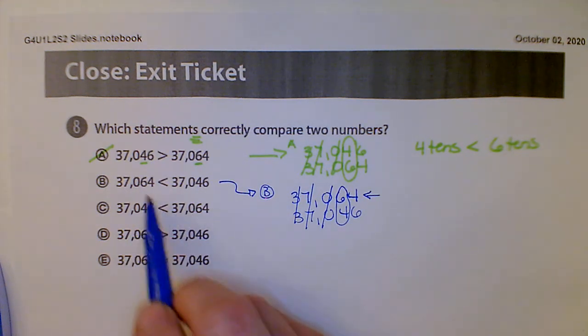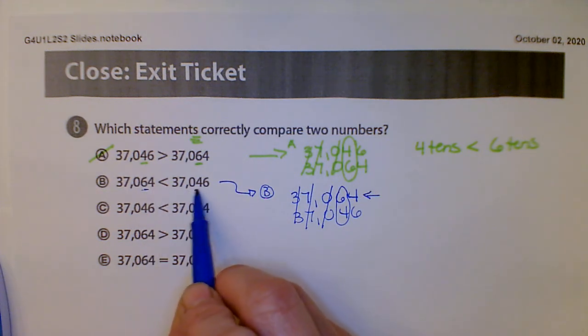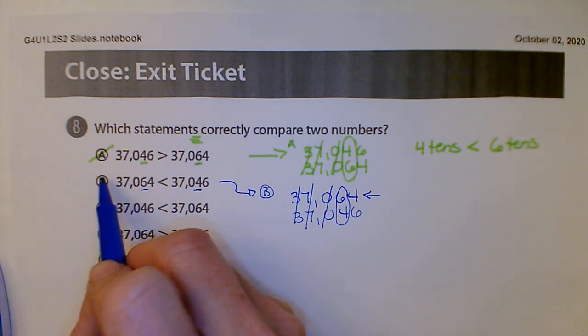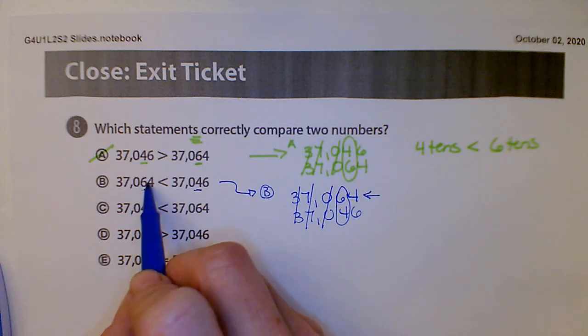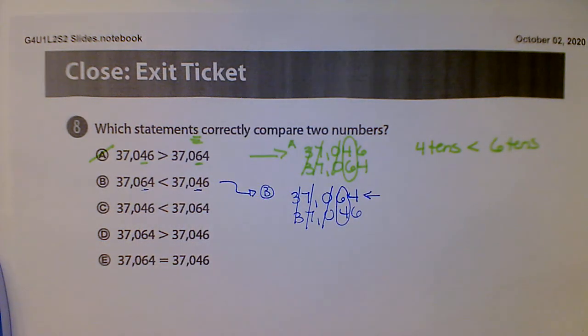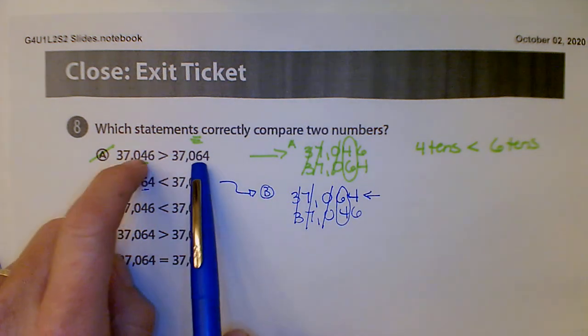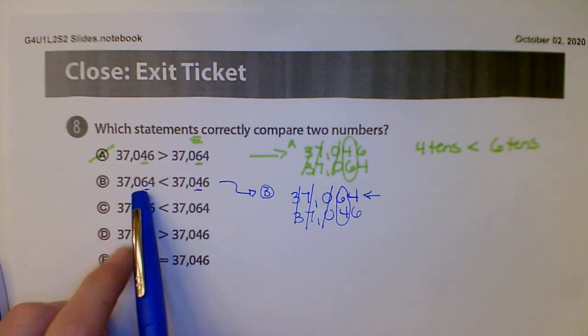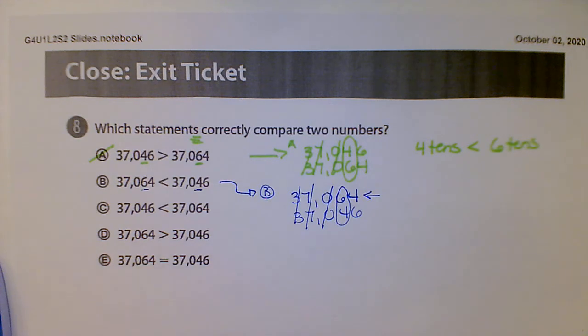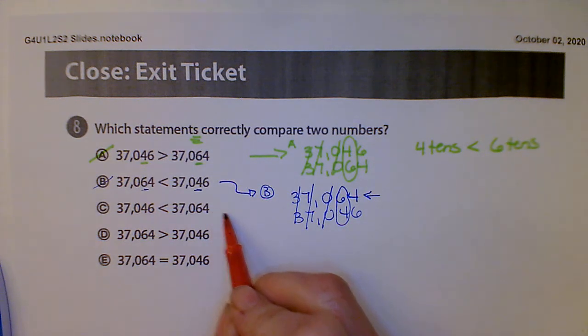So let me go ahead and see. 6 tens is bigger than 4 tens right there. So this one, though, again, they're saying that this one is less than that one. That's tricky. Look at that. They flipped the numbers. They just flipped the numbers. They went boom, boom. And they flipped the signs, too. Tricky. Don't let them trick you. All right, next one. Let's take a look at C.